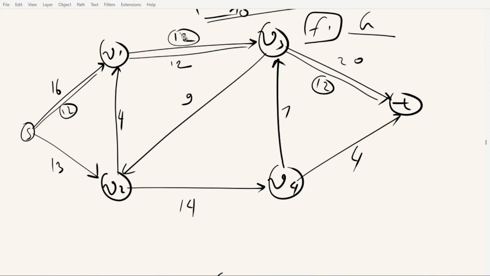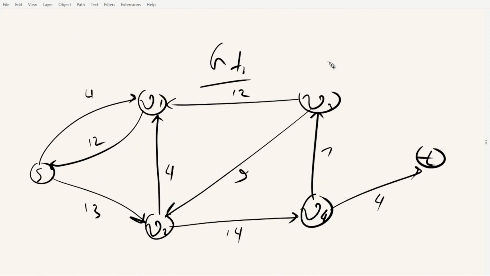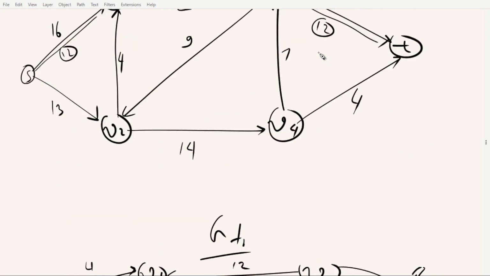Then 3 to T, forward the difference 8, backward 12, 8 and 12. So this is our GF1 for flow F1.